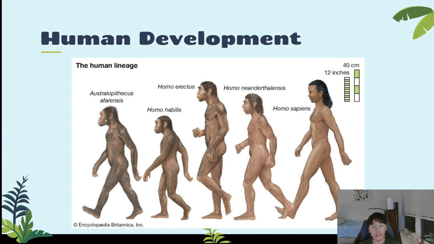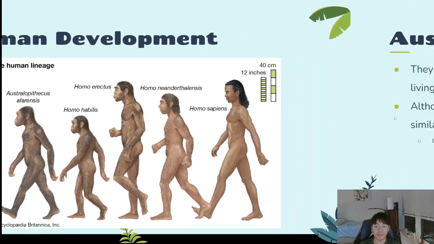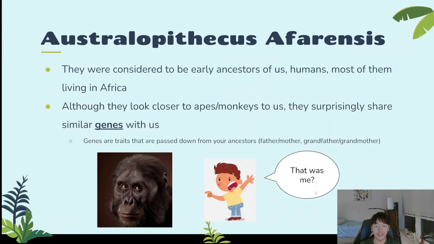So to give a basic image, first came the Australopithecus, which were these type of apes or monkeys, and then came the Homo habilis, and then came the Homo erectus, and Homo neanderthalis, and the Homo sapiens, which we are today. We are Homo sapiens. That was us. That's what the scientists believe right now.